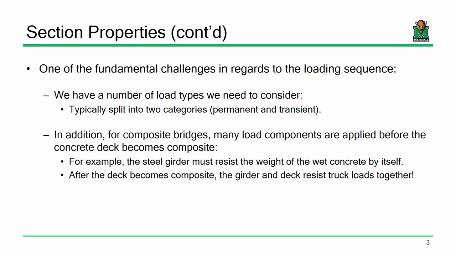When we're looking at the weight of the wet concrete and the self-weight of the beam, we have to consider just the steel shape by itself. But when we're looking at the vehicular loads, the truck traffic and what have you, we have to look at that composite section, the steel plus the concrete. So we have to look at different sections and the different properties associated with those sections. So it's a little bit of a loaded topic worth discussing.